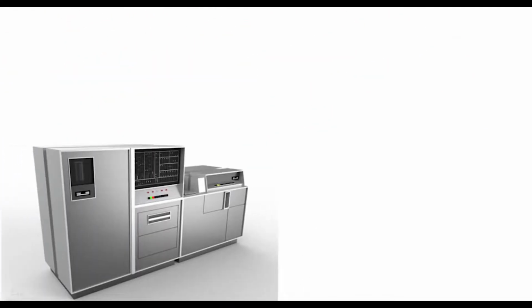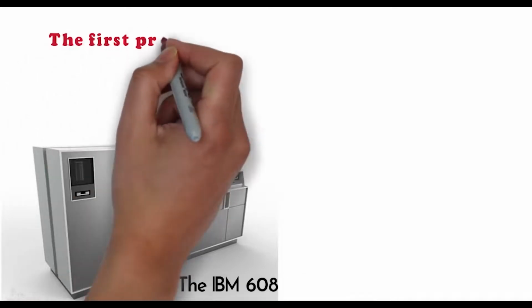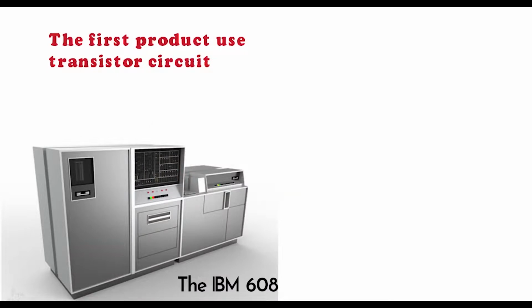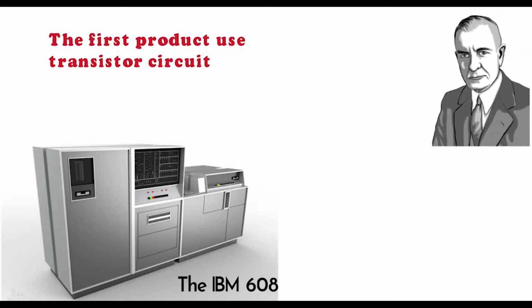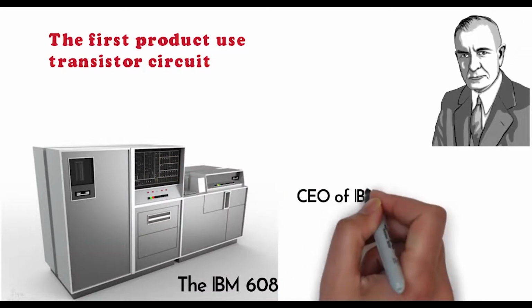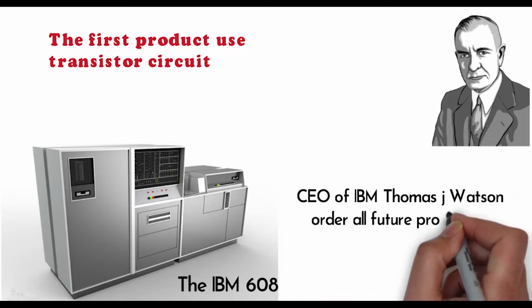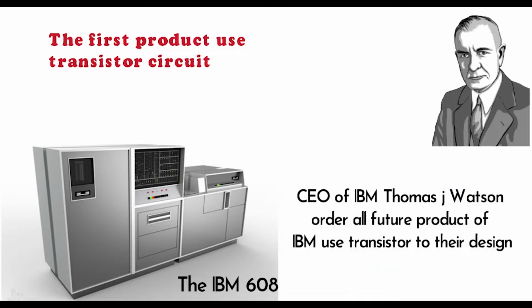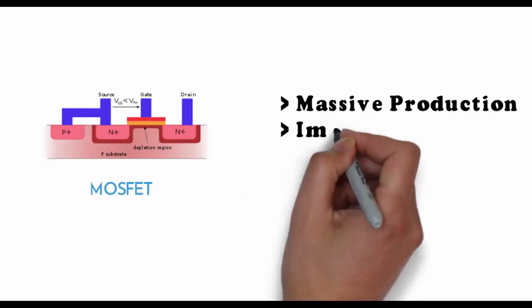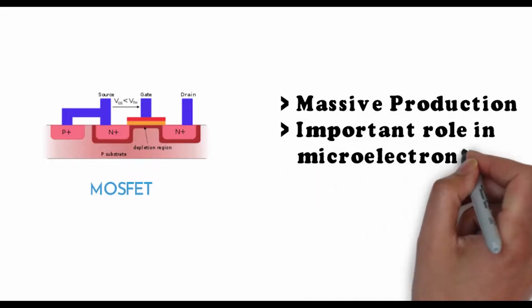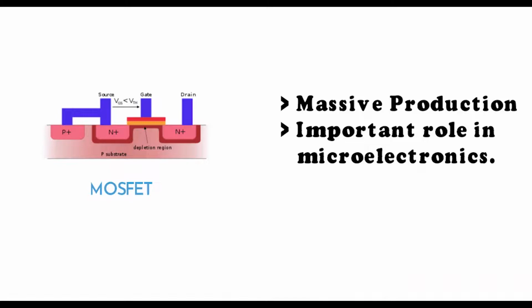This is the revolution. The IBM 608 was the first product. They used transistor circuits. By the benefit of the transistor, the CEO Thomas J. Watson decided to order that all their future products use transistors, and they used this in their design. Then the MOSFET came. This transistor can be used in massive production, and this takes a great important role in microelectronics.